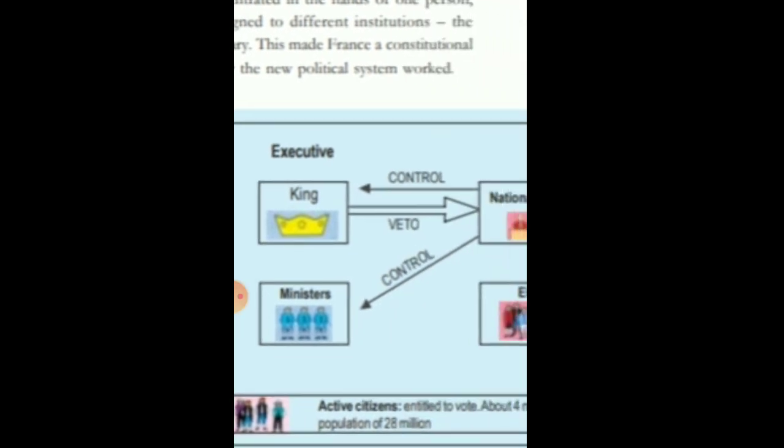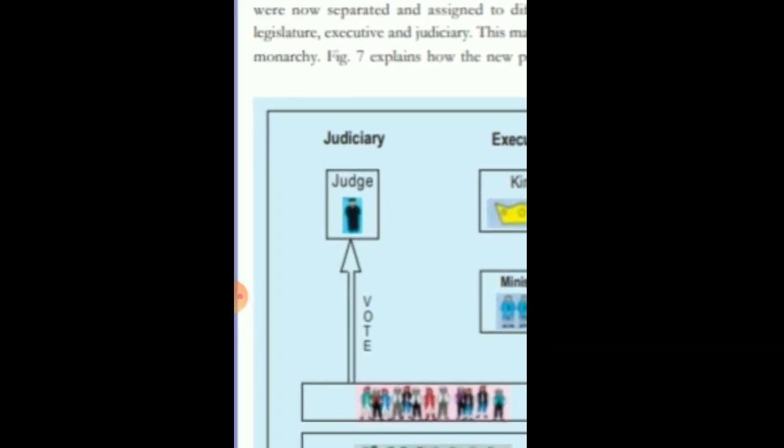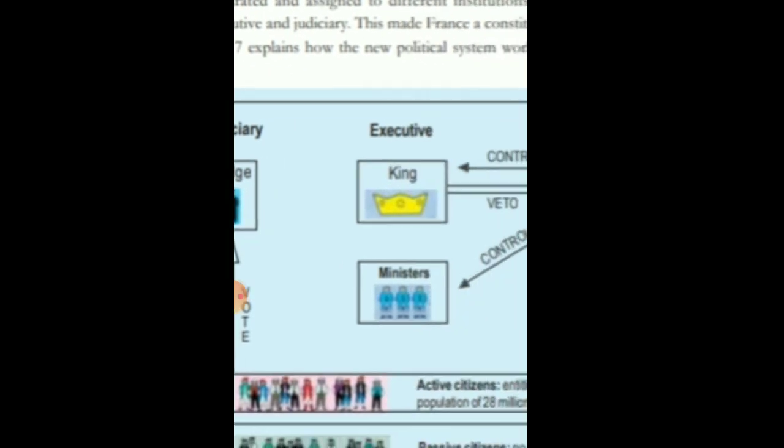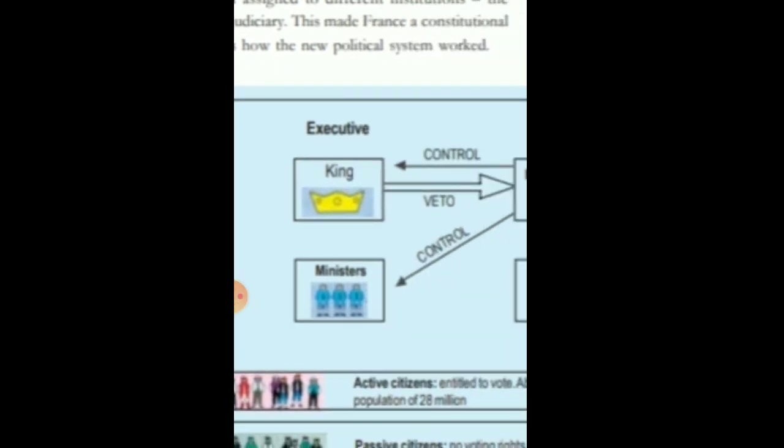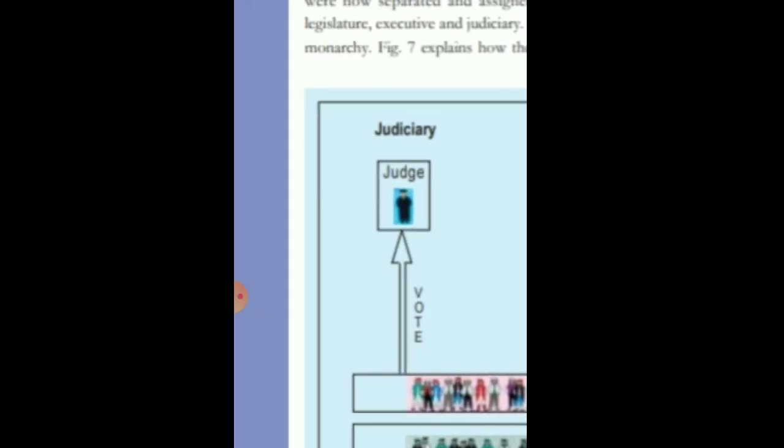Institutions in the form of the legislature, executive, and judiciary. This made France a constitutional monarchy. That is, from absolute monarchy to constitutional monarchy.